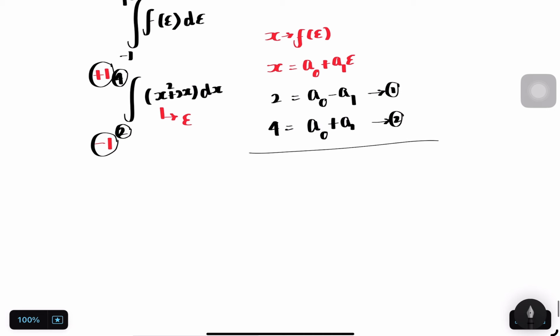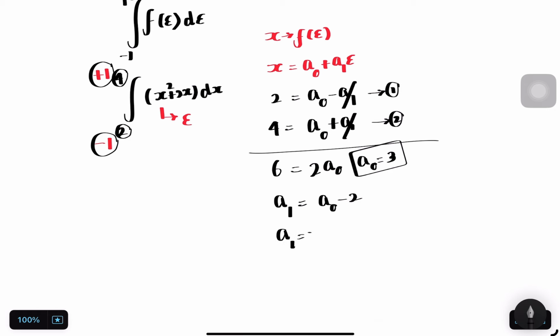Now I just have to solve these two equations. Once I add these two equations, I get 6, because minus a1 plus a1 cancel each other out, is equal to 2a0. This gives the value of a0 as 3. Once I know the value of a0, I can substitute it in either equation 1 or 2 to get the value of a1. So a1 is equal to a0 minus 2, and with a0 as 3, 3 minus 2 is 1. So the value of a1 is 1.